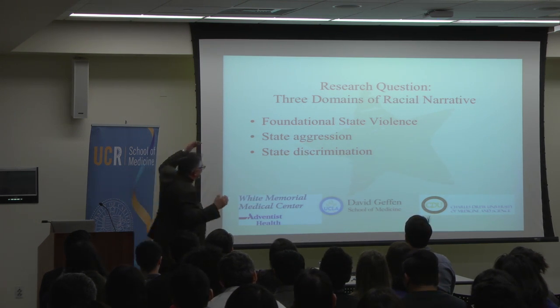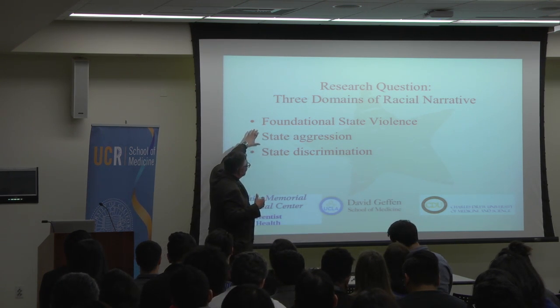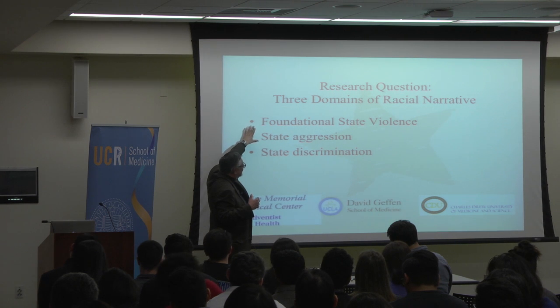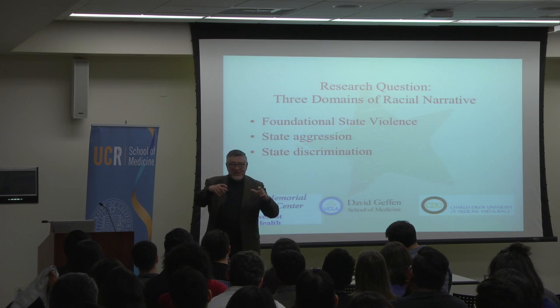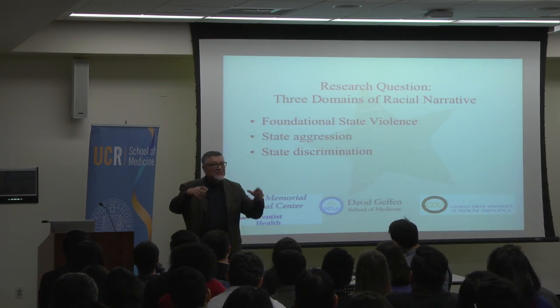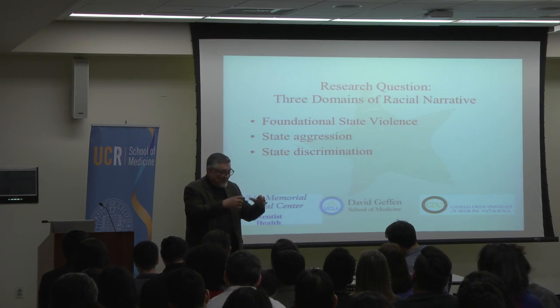Okay, I think I see right now 3 domains of racial narrative. For example, there is foundational state violence. In order for this country to become the country that it is, certain groups at the founding had to suffer a really unique kind of violence for this country to be what it is.